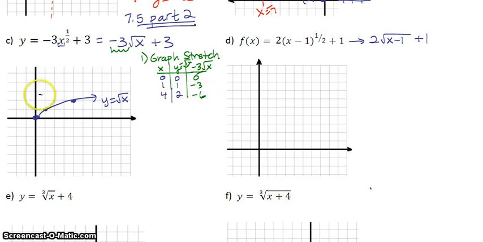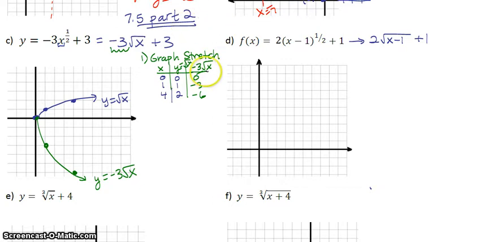So 0, 0 is going to stay where it's at. The next point goes down to 1, -3 instead, and then the third point goes down all the way down to -6. So this is my graph right now. I'm just in the intermediary step though. I'm not at my final graph yet. But I just want to pause a second and make sure that this makes sense.